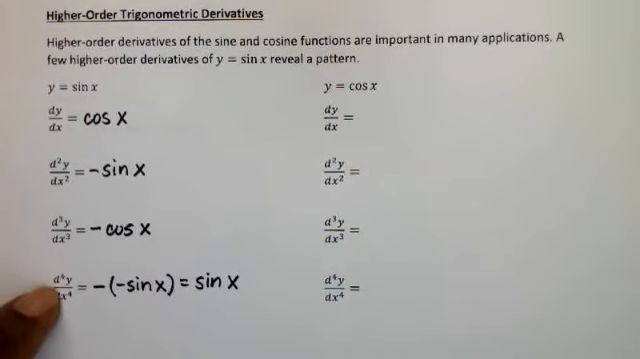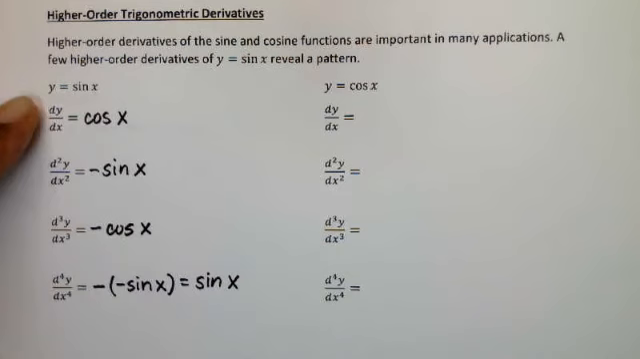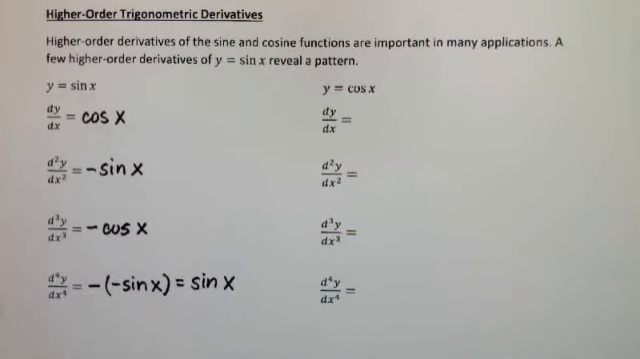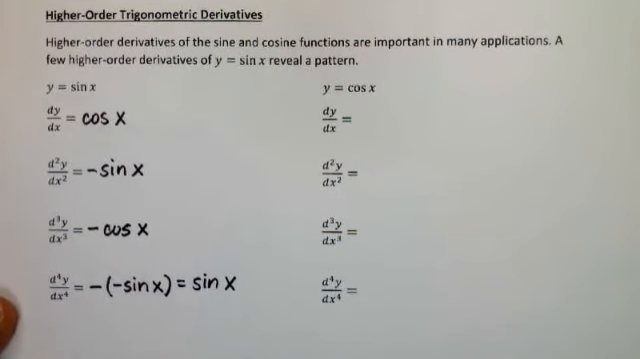Notice that when you take the fourth derivative of y equals sine of x, it's the same as y equals sine of x. So you can see how that pattern goes. For every fourth derivative of y equals sine of x, it will be the sine of x.